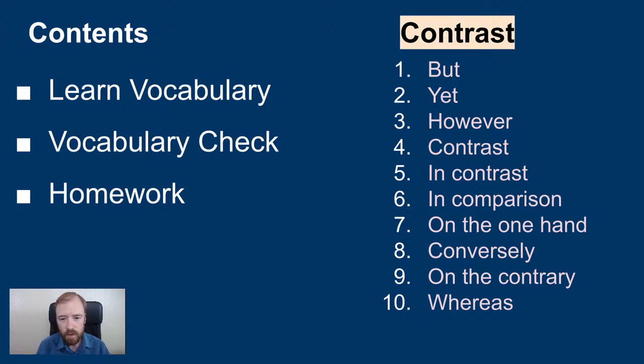And here are the 10 words we are going to study in this lesson. Number 1, but. 2, yet. 3, however. 4, contrast. 5, in contrast. 6, in comparison. 7, on the other hand. 8, conversely. And 9, on the contrary. And 10, whereas. So of these 10, which ones don't you know? Tell me in the chat right now as we wait for more students to come in. You could just tell me the number, which numbers you don't know.